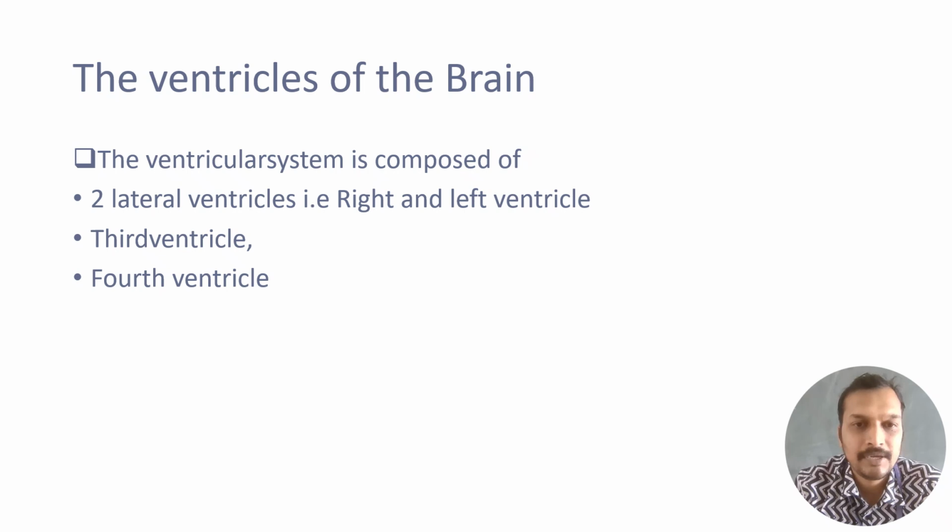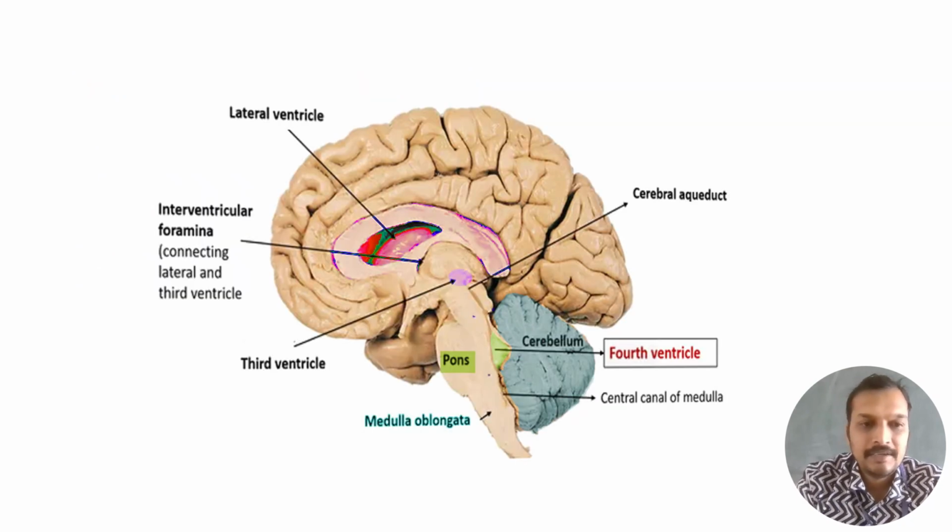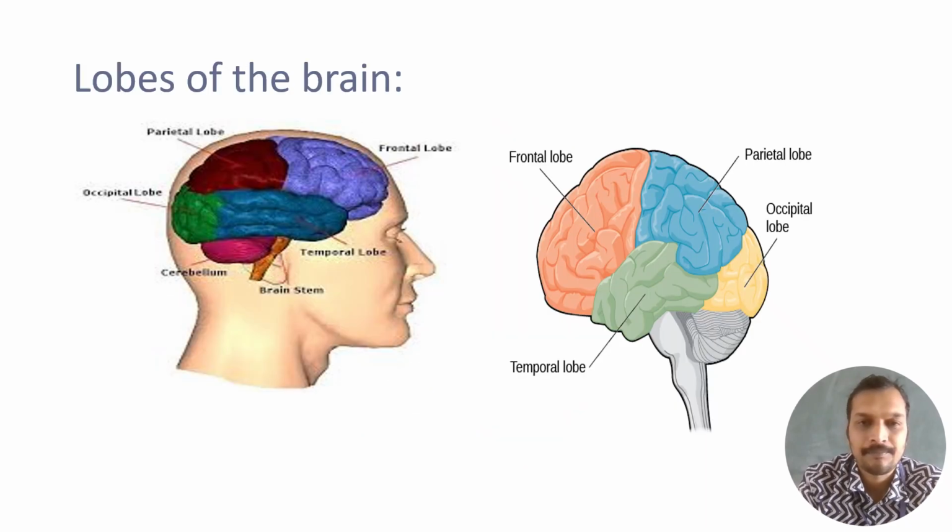The ventricles of the brain. The ventricular system is composed of two lateral ventricles, that is right and left, the third ventricle, and the fourth ventricle. In this image, we can see this one is the lateral ventricle, this one is the third ventricle, and then the fourth ventricle. So bilateral lateral ventricles, third ventricle, and the fourth ventricle. These are the pons, midbrain, and medulla oblongata. This one is the cerebellum and this one is the cerebrum.